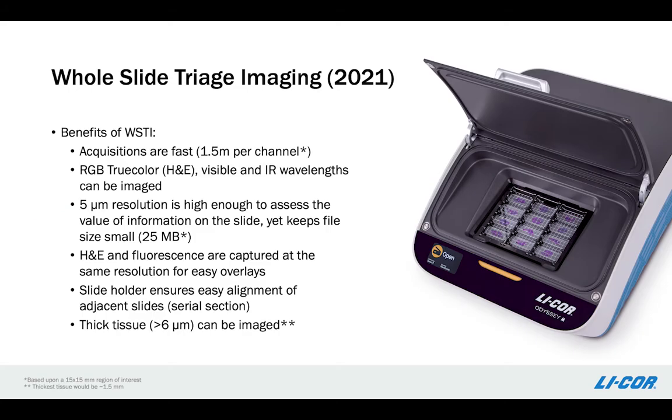With whole slide triage imaging, you can quickly capture the H&E and the fluorescence slides at the same resolution. The resolution of 5 micron is high enough to provide screening value, but low enough to keep the size small. Since the images are the same resolution and a slide holder keeps each slide perfectly aligned, the multiplexing images are easily overlaid for assessment on which slides need to undergo further microscopic analysis. And finally, thick tissue sections may also be imaged, which means that you may not need as many slides to screen.